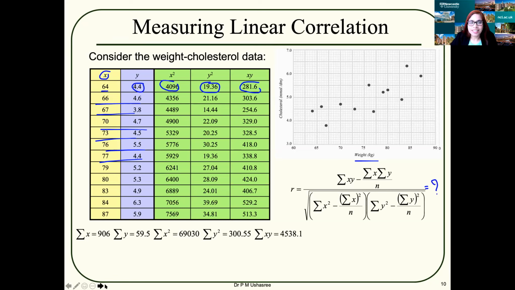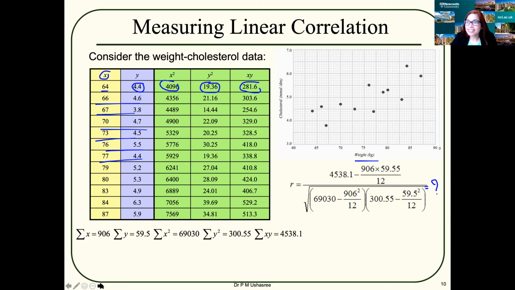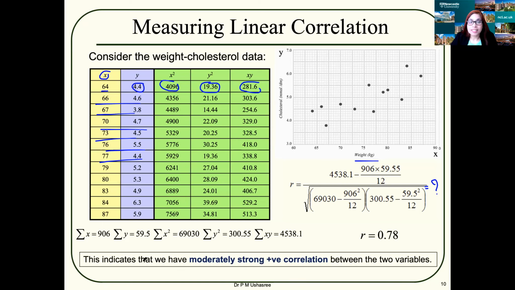Good. What did you get? Did you get R is equal to 0.78? Yes. So this indicates that we have a moderately strong positive correlation between the two variables.